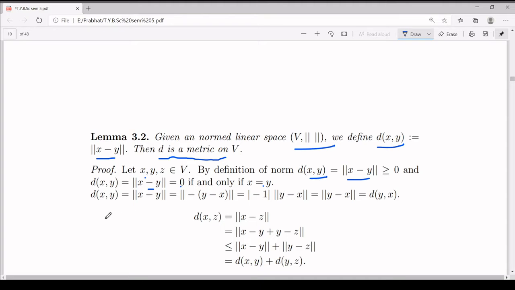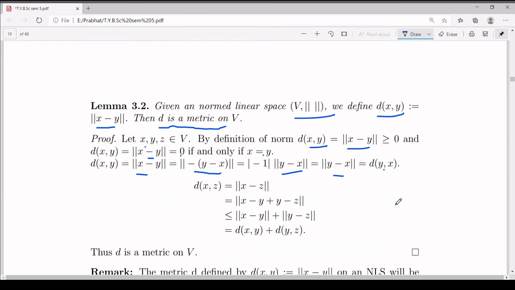Now second, symmetry. Distance between x,y is norm x minus y. Norm x minus y can be written as norm of minus 1 times y minus x. Now this minus 1 is a scalar. So by definition of norm only, you can say it is mod of minus 1 times norm y minus x. And mod of minus 1 is known to us, that is plus 1. So it is norm y minus x, which is distance between y and x.